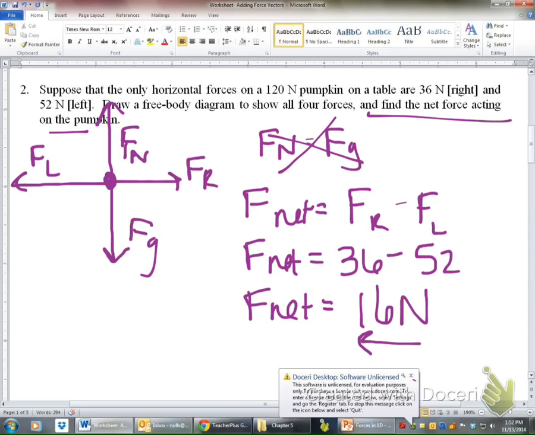Can we write 16 newtons left? Yep, you could write it if you want. All right, any questions? 120 newtons right to the pumpkin. All right.